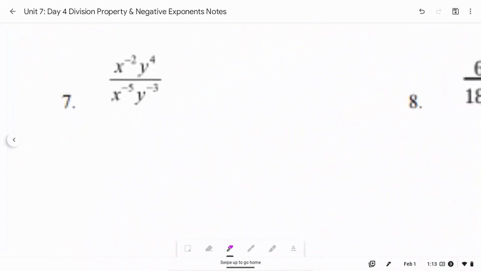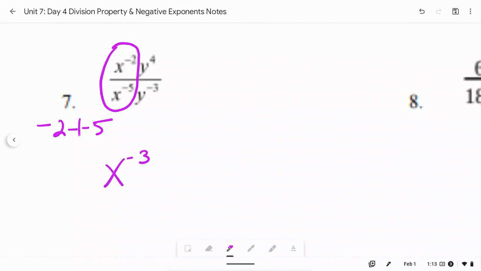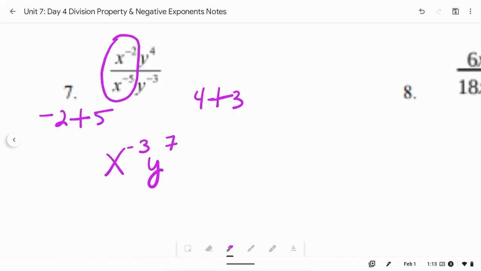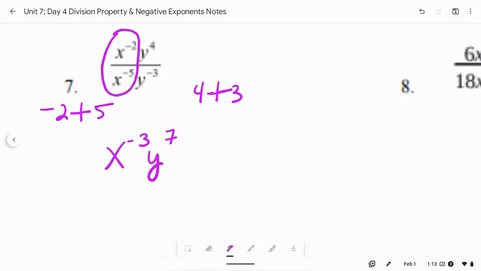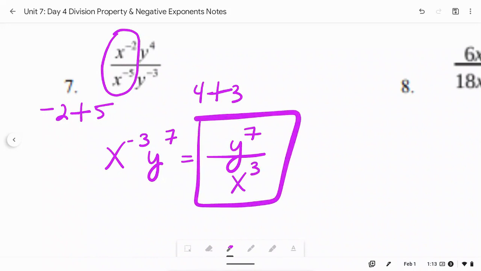Next problem, problem number 7, is a division problem. So we're going to subtract the exponents. Be careful, -2 minus -5 would give us x to the -3rd power. And then 4 minus -3 would give us y to the +7 power. We can't leave our answer like this with the negative exponent, so you just have to move the x into the denominator. So y to the 7th stays in the numerator, and then x to the 3rd goes into the denominator. Final answer.